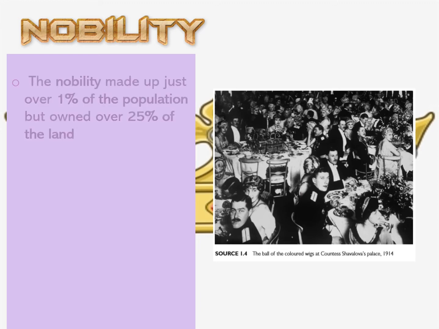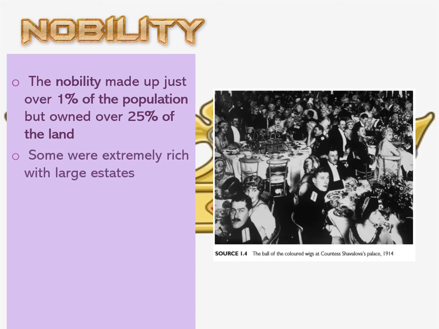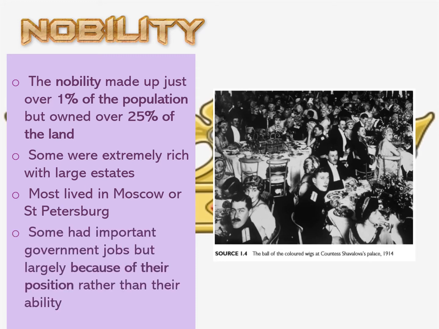In terms of the nobility, just over 1% of the population, but they own over 25% of the land, which seems very unfair. They were extremely rich with very large estates that the peasants worked on. Most of them don't necessarily live on their estates, they live in Moscow or St. Petersburg because that's where the good things were happening and where the parties and interesting things were. Some had very important government jobs, but largely it was because of their position. They were born into wealthy families and were given these important jobs as a result of that, rather than the fact that they had any real ability.